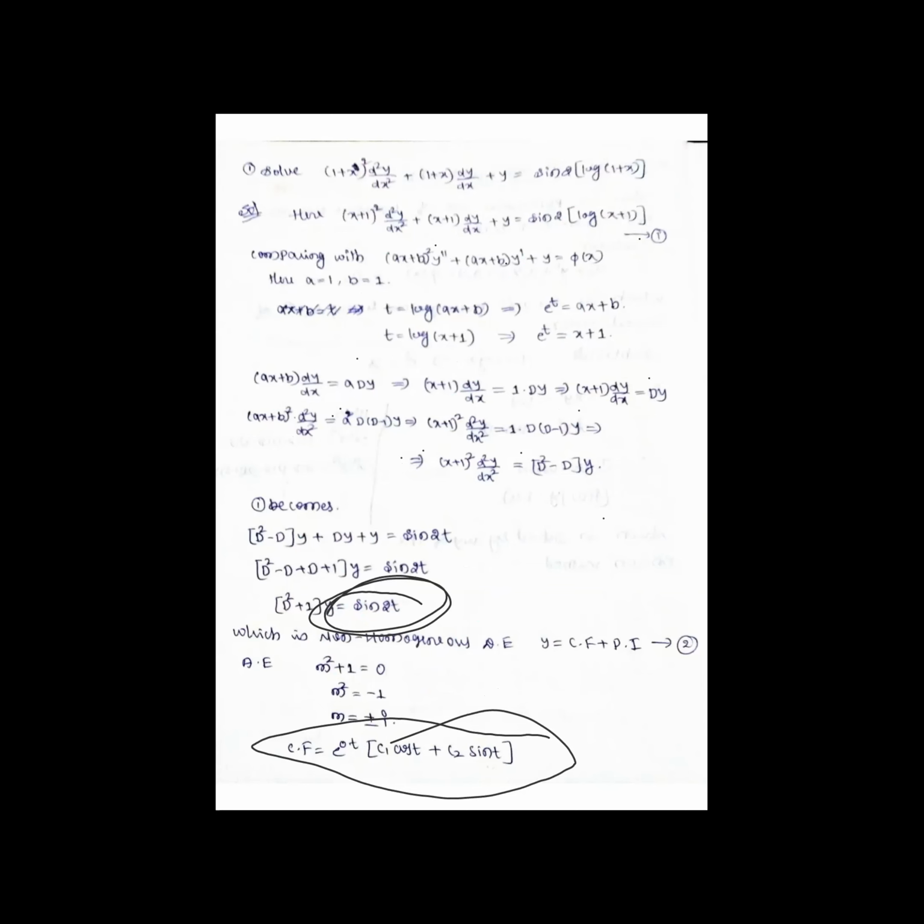Okay. So next, if you want to substitute t is equal to log of x plus 1, you can substitute, or else keep it as it is. At the end also you can substitute, absolutely no problem, but I substituted in the beginning only. C1 cos of t, t is log of x plus 1, C2 sine of t, t is log of x plus 1. Next, particular integral is sine of 2t divided by D square plus 1.